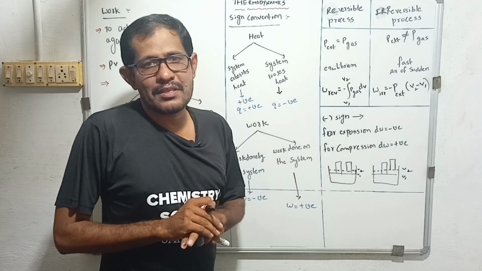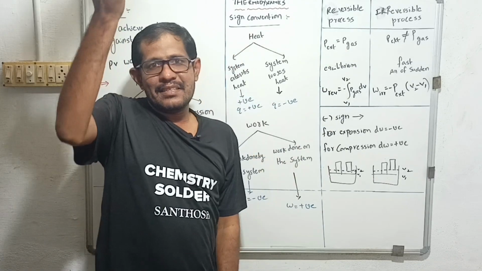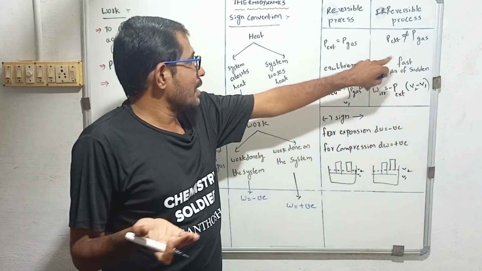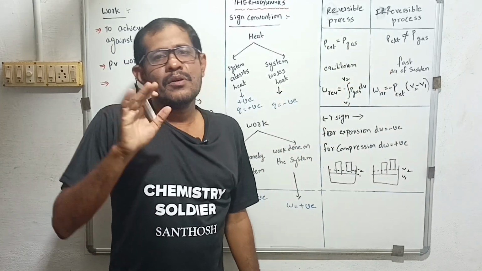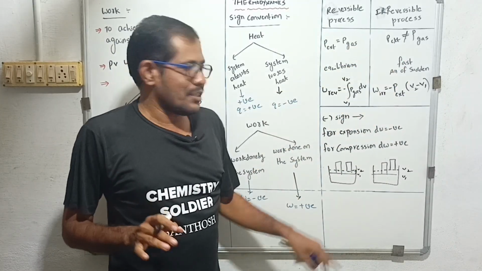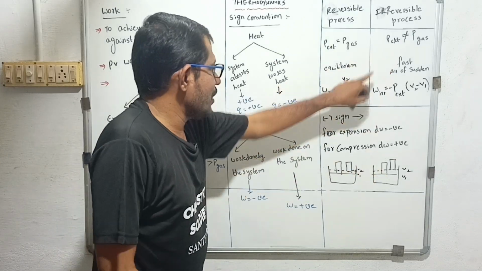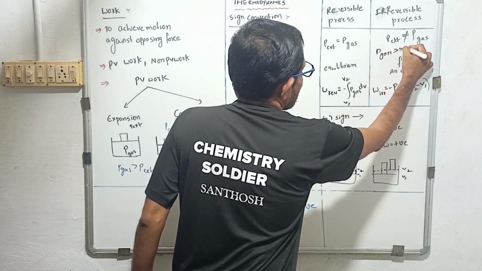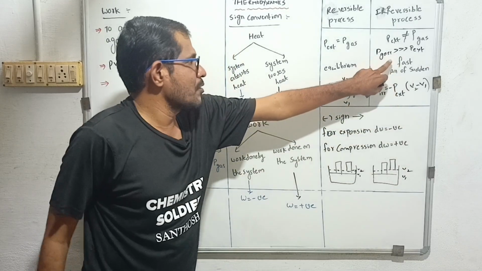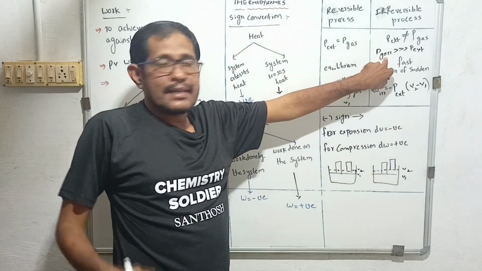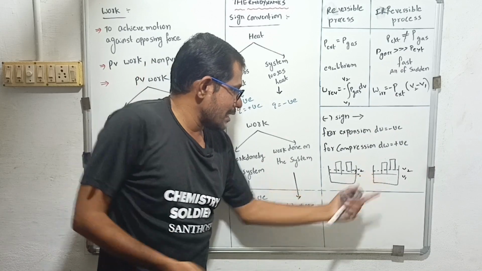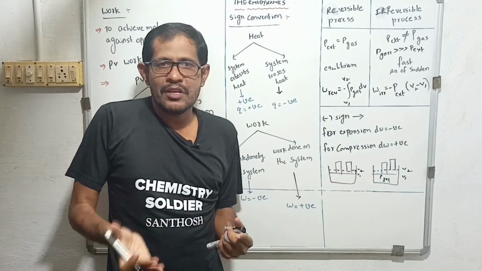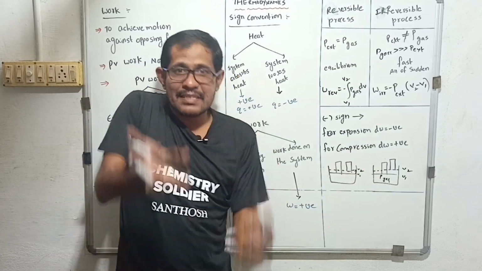In an irreversible process, it is changing suddenly, suddenly moving from V1 to V2. A sudden change means we can't take P external equal to P gas, so P external is not equal to P gas. For expansion, we mention P gas is greater than P external. If P inside the gas is very much more, it bursts. That's why the expansion happens very suddenly.